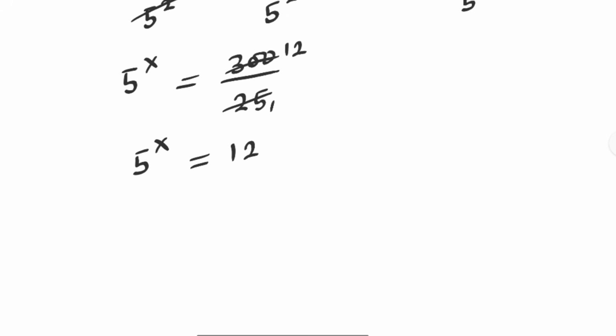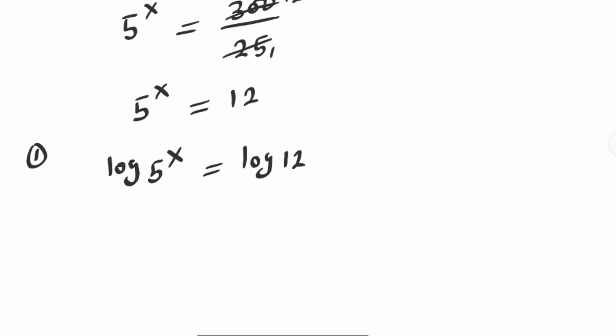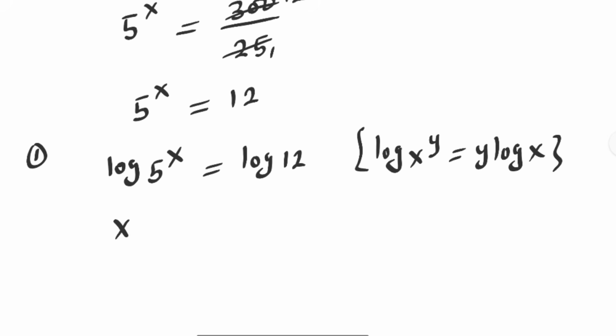Let us take the log on both sides of this equation. But at this point, we're going to consider two methods. Let us call this method number 1. We have log 5 raised to power x is equal to log 12. Then if you have log x raised to power y, this is equal to y log x. We have x log 5 is equal to log 12.